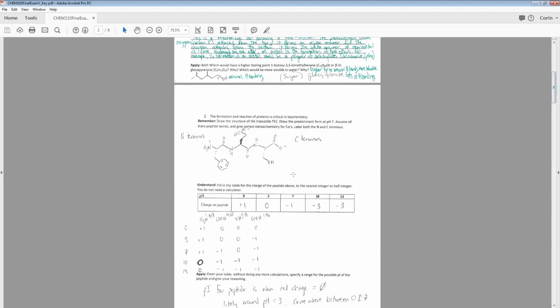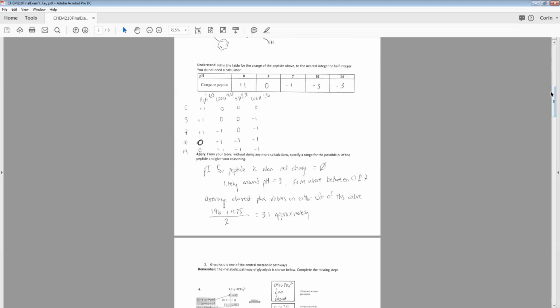So if we think about the table for the charge of the peptide above to the nearest integer or half integer, I think one of the easiest ways to do this is actually to create a table. So for each of the ionizable groups, so in this case the H3N+, the carboxylic acid, the thiol, and then the C terminus, you're going to want to make sure that you identify the pKa's for each of these from the pKa table. And then you can go through and figure out the overall charge.